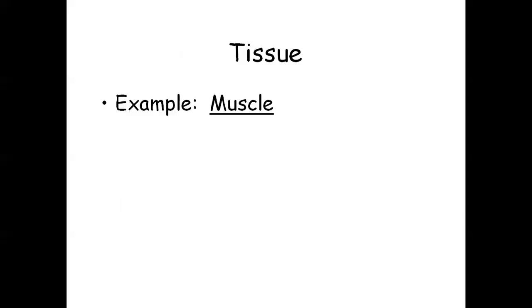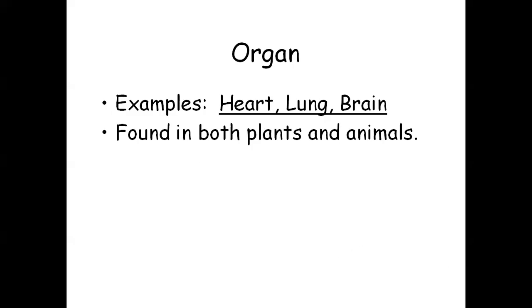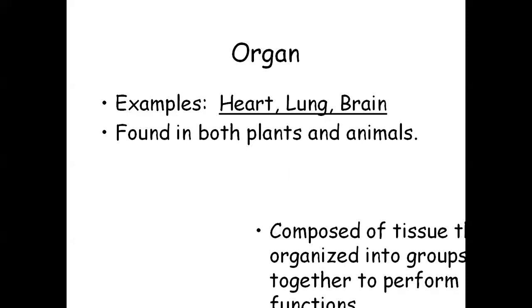An example for tissue is muscles. Tissues are made up of special types of cells, squamous epithelial cells, columnar epithelial cells, parenchymatic cells. So different types of cells are there. An example for organs. Many organs are there. Brain, lungs, heart, then stomach, liver. So these are examples for organs. And almost organs are present both in plants and animals.